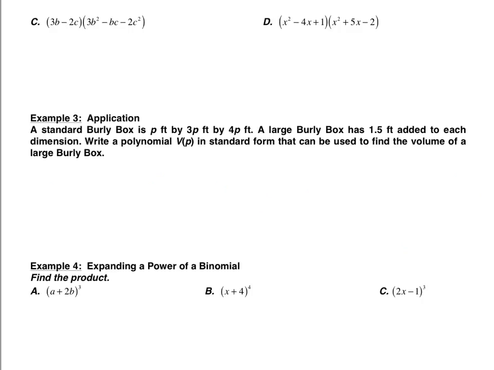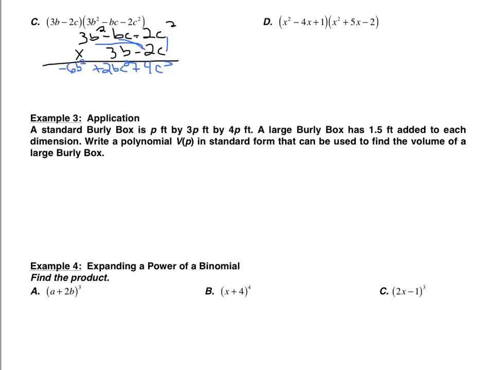In this example, we are going to try the vertical method. So we are going to stack, just like we would regular multiplication. We have 3b squared minus bc minus 2c squared times 3b minus 2c. So first thing we're going to do, negative 2c times negative 2c is a positive 4c cubed. That's c times c squared. And then negative 2c times negative bc, negative times a negative is a positive 2bc squared.